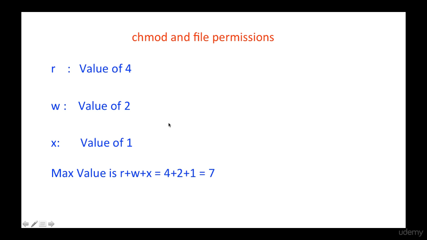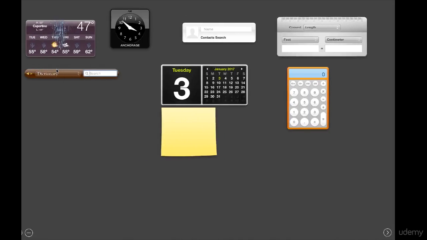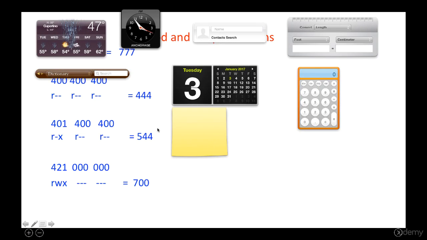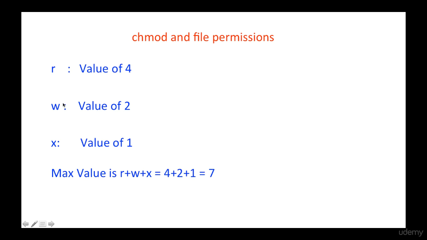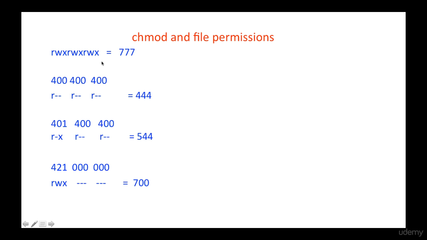If we look at the numerical values, the numerical value of R is 4, the numerical value of W is 2, and the numerical value of execute is 1. If you sum up 4 plus 2 plus 1, it equals 7. So any user, group, or others can have a maximum permission of 7. That's the numerical notation.